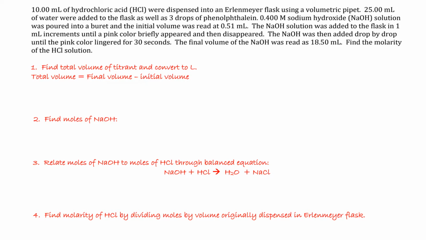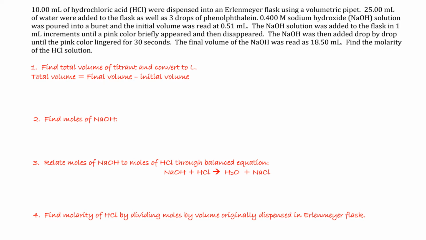All right, so this is the first practice problem, so to speak. You have 10 mLs of hydrochloric acid dispensed into an Erlenmeyer flask using a volumetric pipette. 25 mLs of water is added to the flask and 3 drops of phenolphthalein. Remember, phenolphthalein is the indicator that will turn pink when it's exposed to hydroxide groups.